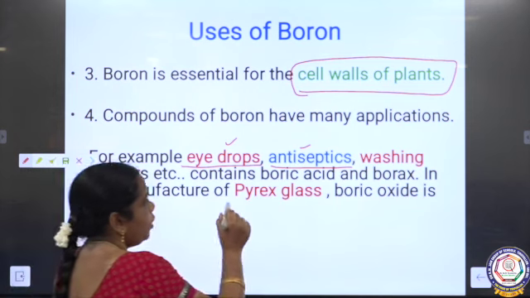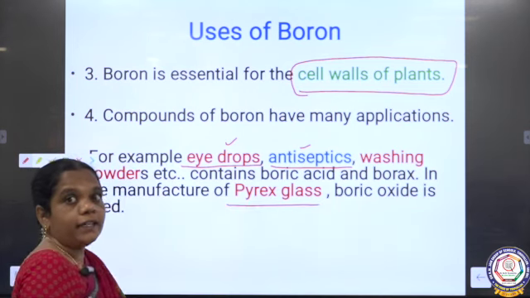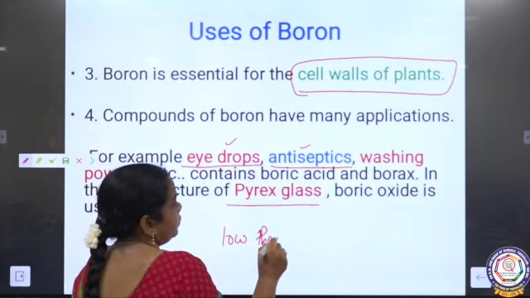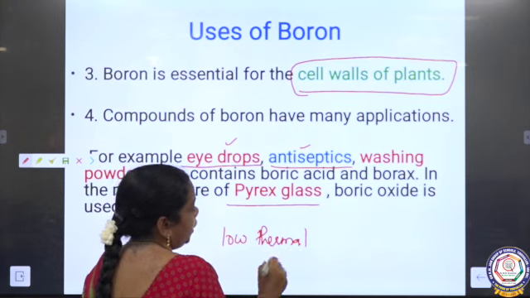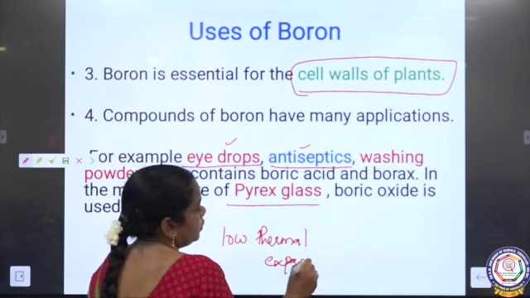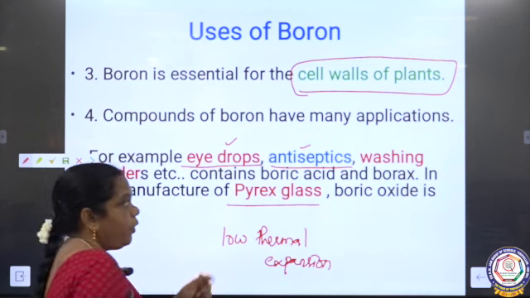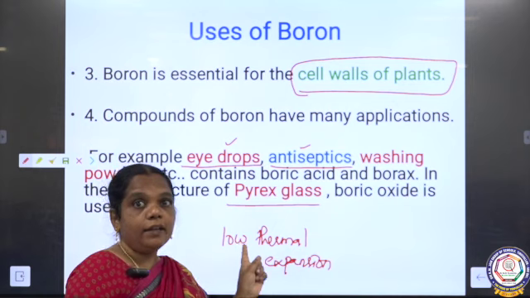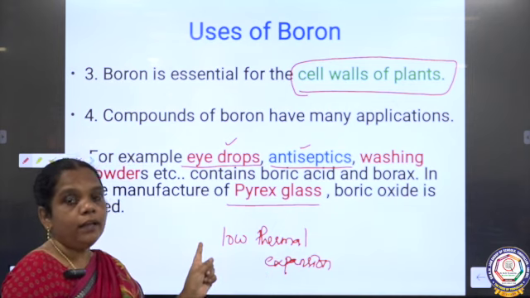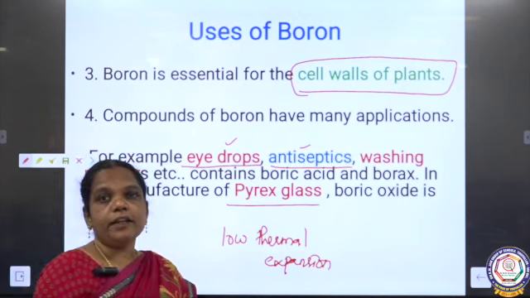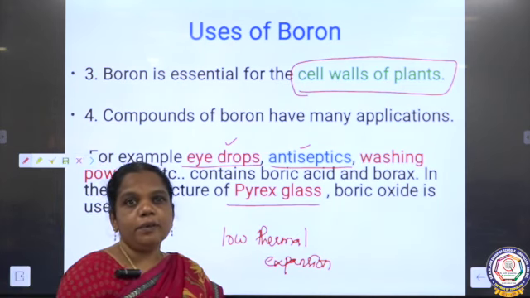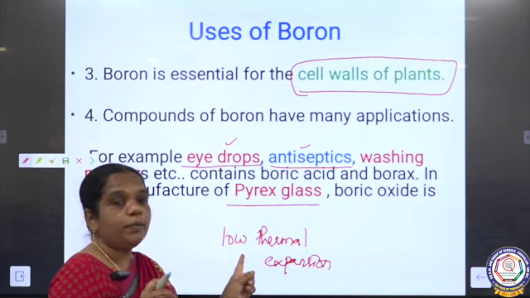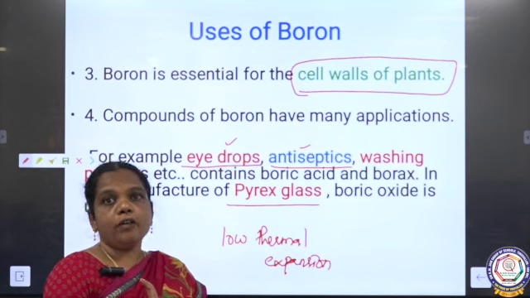And boron is used in Pyrex glass. Pyrex glass has low thermal expansion. Why do they mention Pyrex glass and not just glass? Pyrex glass has the property of low thermal expansion. On heating every matter can expand, and if the glass expands, a crack may happen. So Pyrex glass has low thermal expansion and will not crack on high heating.